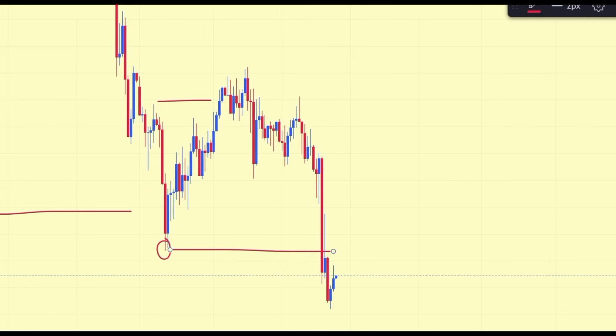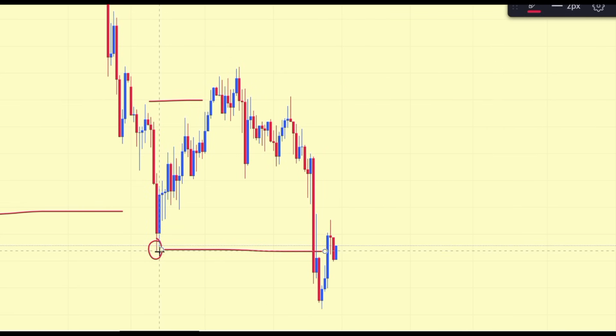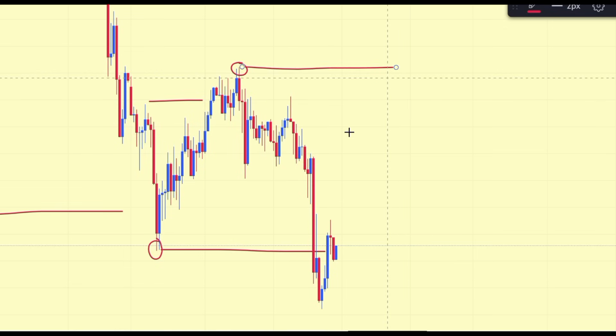So you can clearly see price is reversing, and exactly right here price broke past the swing point. So this one is a confirmed break of structure. This one here is our swing point, and that's the high of the newly formed trading range.